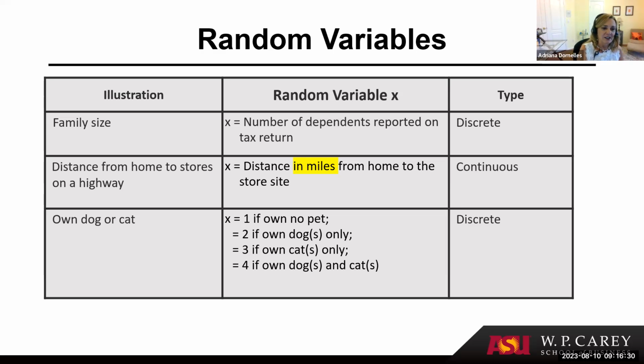Another example is whether you own a dog or a cat. So my X, or my random variable, could be 1 if I don't own any pets, 2 if I own dogs, 3 if I own cats, and 4 if I own dogs and cats. It is considered a discrete random variable because I can count and I can classify whether no pets, only dogs, only cats, or dogs and cats.